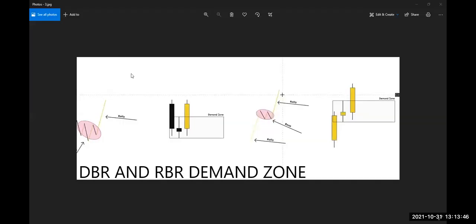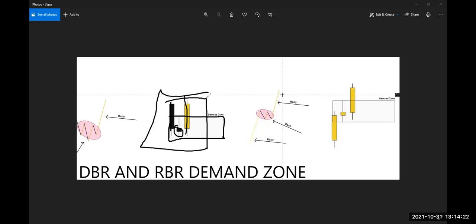So this is a demand zone that I'm talking about. In this demand zone, we are talking about just two types. We have a drop, a base, and a rally. So this place is our demand zone. When you see this kind of formation in the market, you will know that this one is a demand zone.